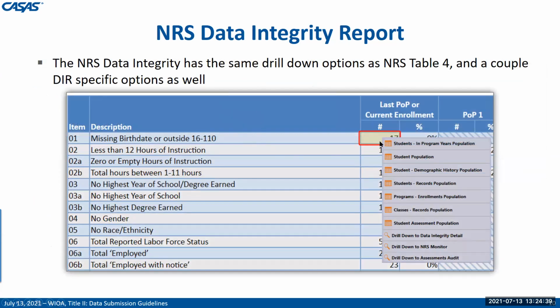this drill down options that you have from the data integrity report. It is advisable, if you would like to correct or edit any of the information from here, you can definitely right click and drill down. You can also do the same drill down options as the NRS table 4, and then just a couple more DIR specific options as well, like drill down to NRS monitor or drill down to assessments audit, as well as the data integrity detail.